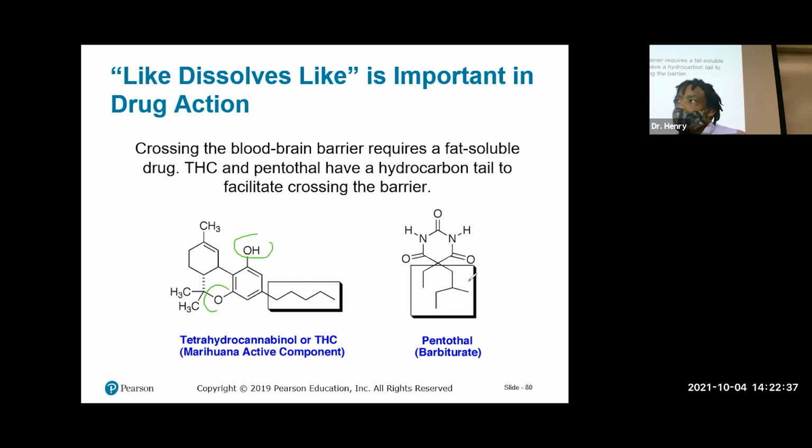In this case, THC is more effectively able to cross that blood-brain barrier, and barbiturates are also able to cross the blood-brain barrier, things that people often use to get high, right?